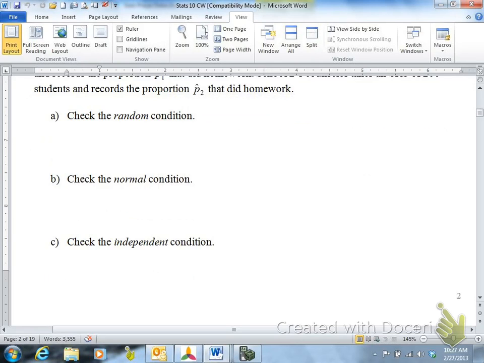So to check conditions, the random condition is probably the easiest one to check, which is really nice. So the random condition, we were told in the problem that they are simple random samples. School 1 was a SRS, so that's good. And then school 2 was a SRS. So they're both from random samples. If they're not from random samples, then it's really pointless. And we don't want pointlessness. This isn't Ecclesiastes or anything.